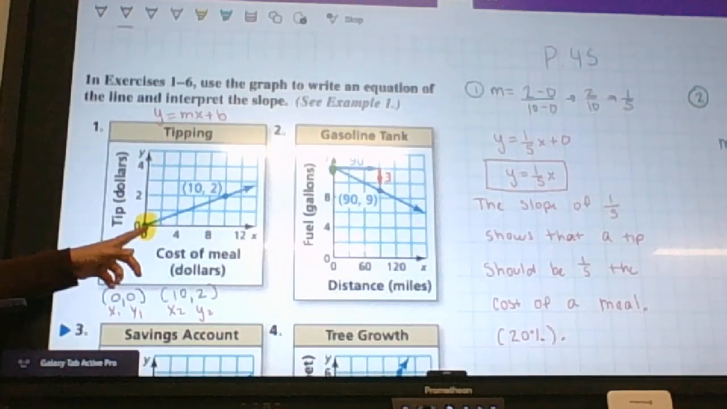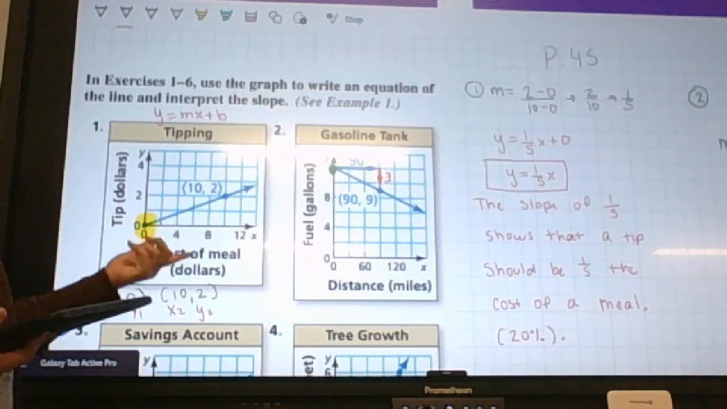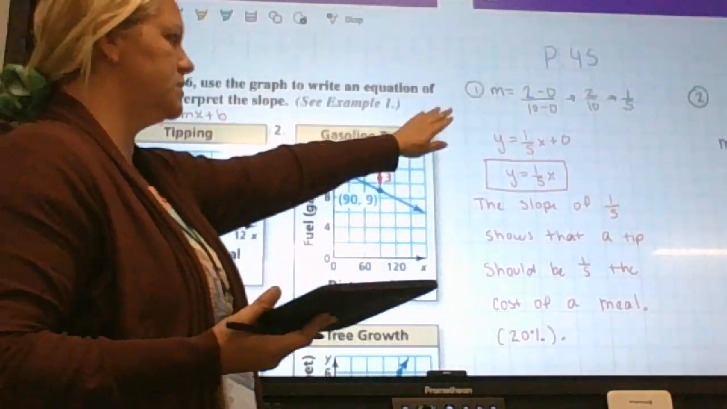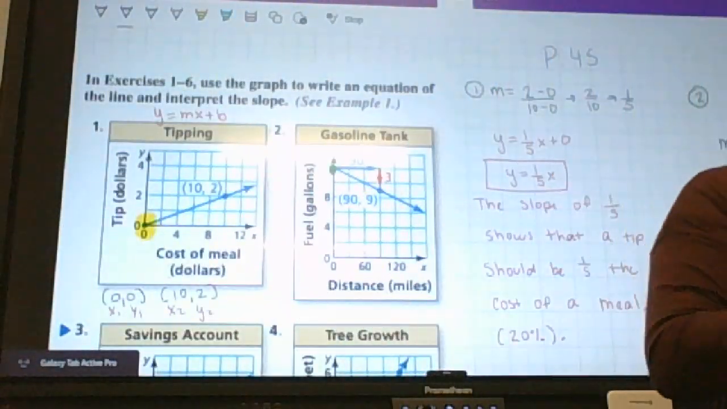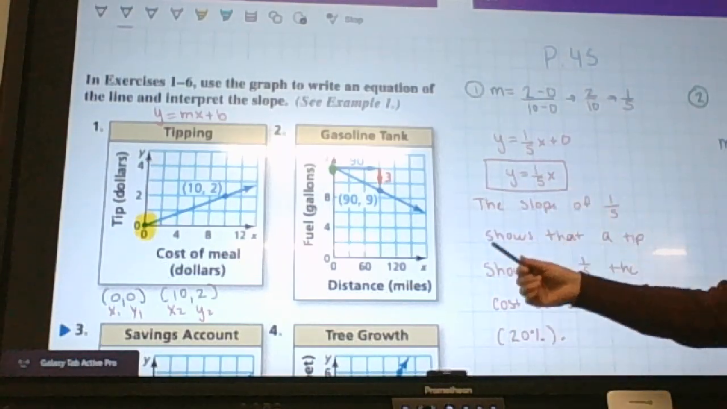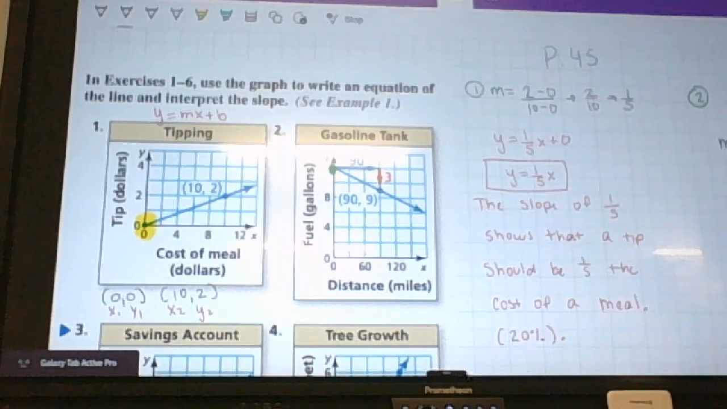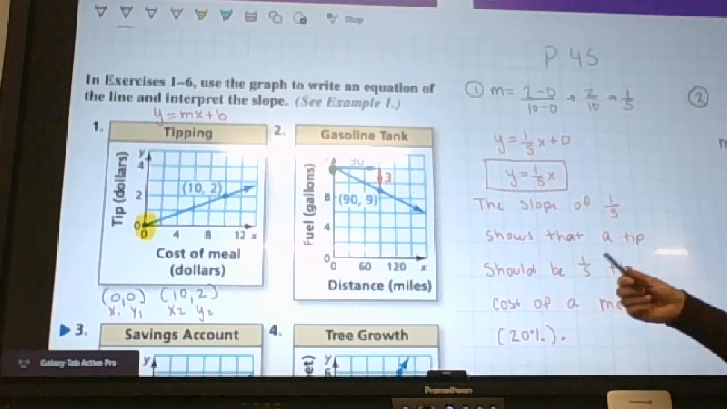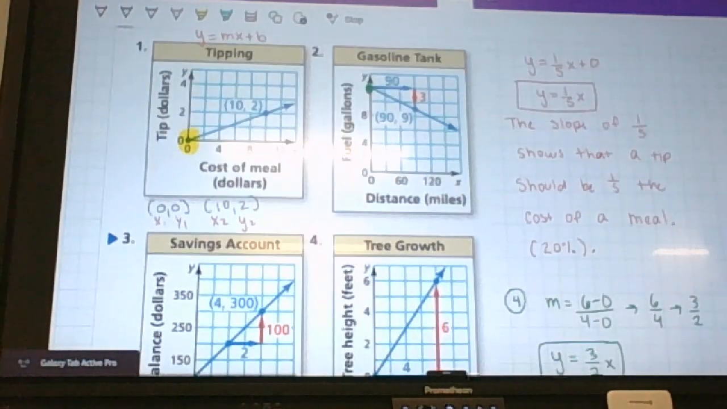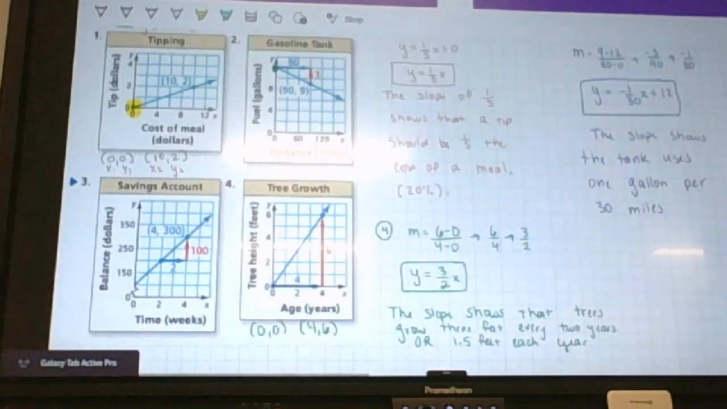So, you can count up, I think I did this one with 4th period. You can count up to over 10, or you can do a slope formula. Your slope should have been 1/5. You were supposed to write a sentence. The slope of 1/5 shows that a tip should be 1/5 of the cost of a meal. Said that way different the other day. There it is. And here's number 4.